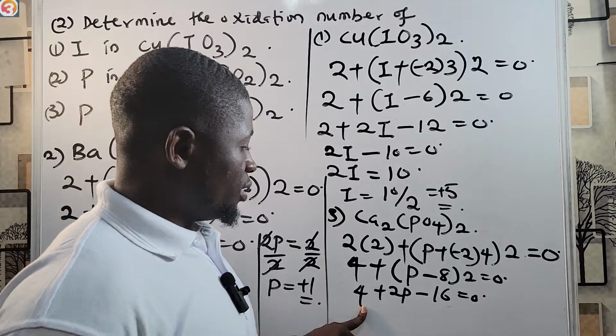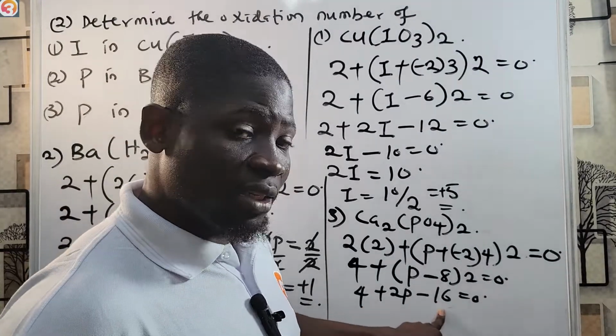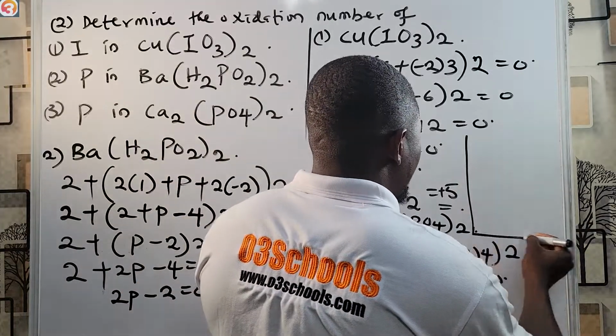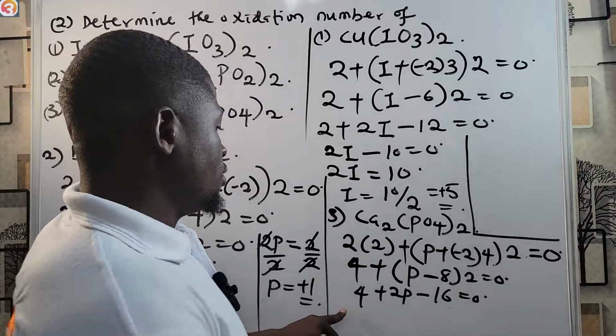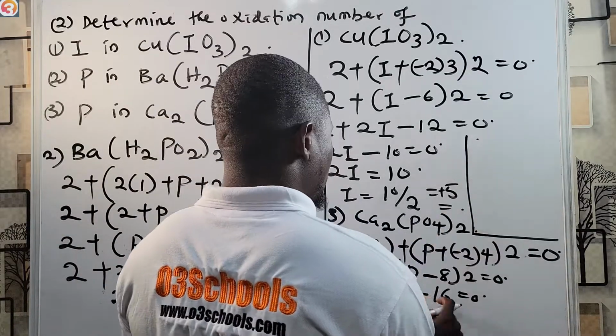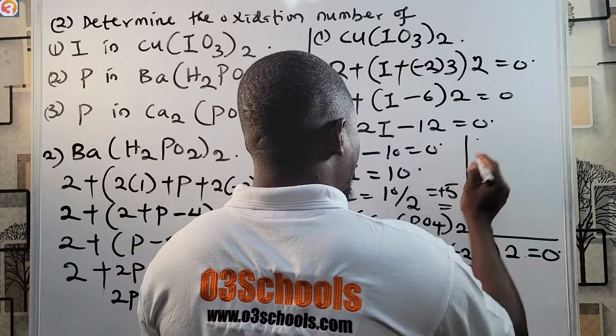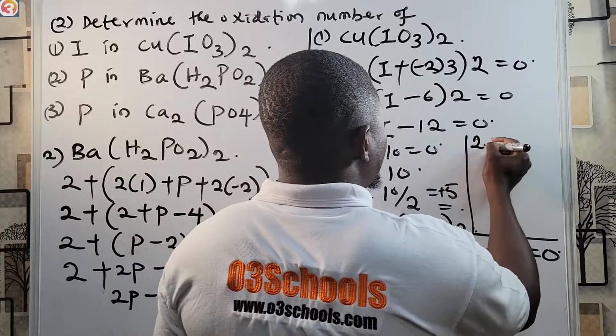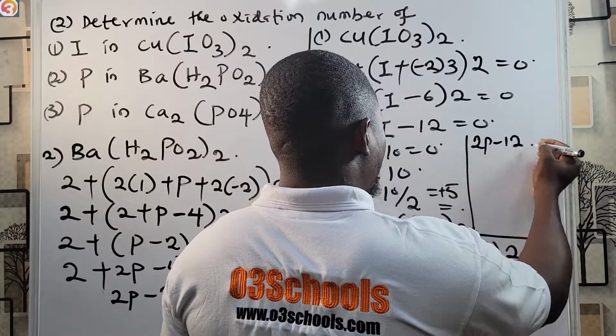What to do next? Of course, 4 minus 16 is minus 12. So we're going to have 2P minus 12, because 4 minus 16 is minus 12. 2P minus 12 is equal to 0.